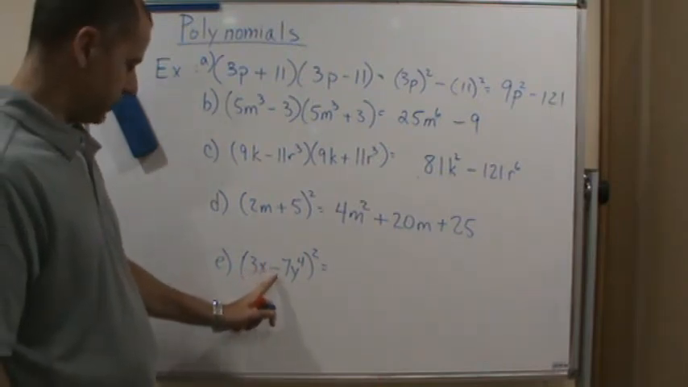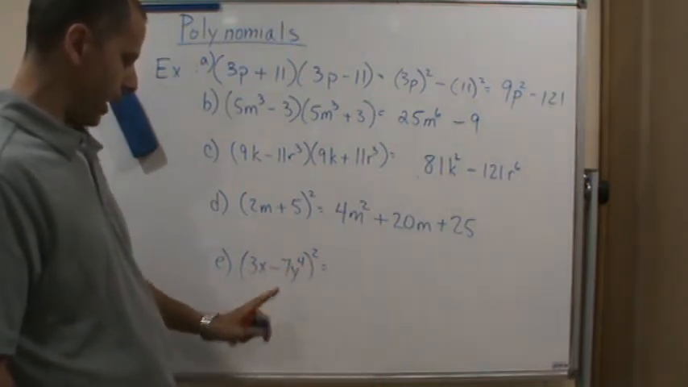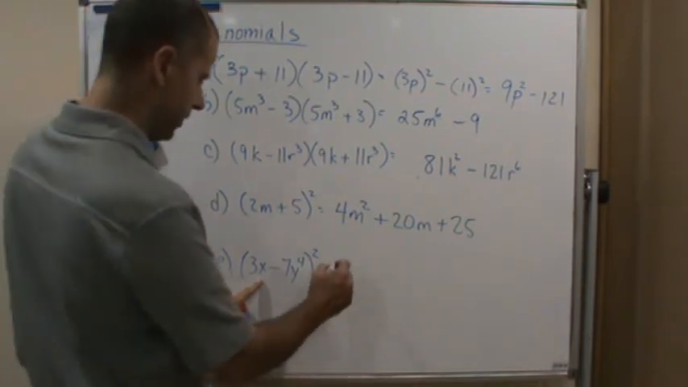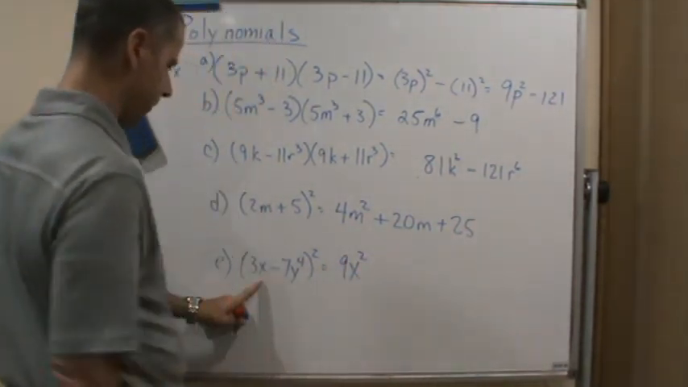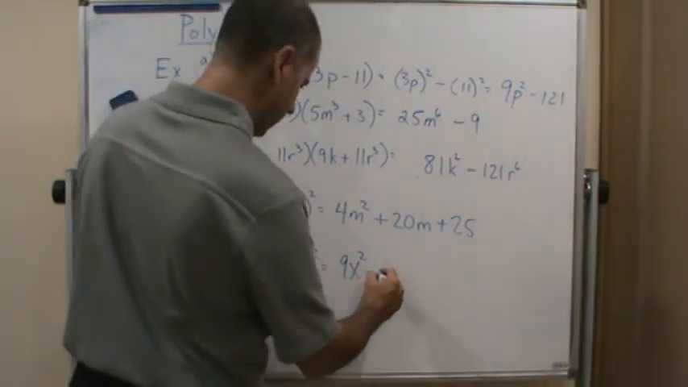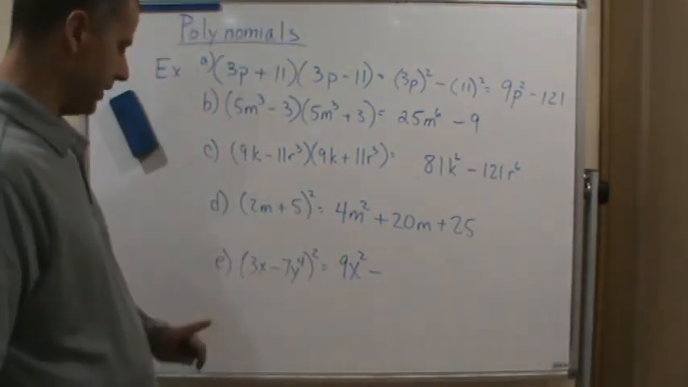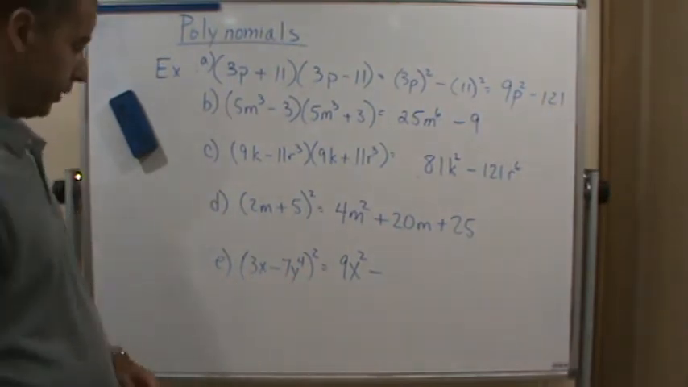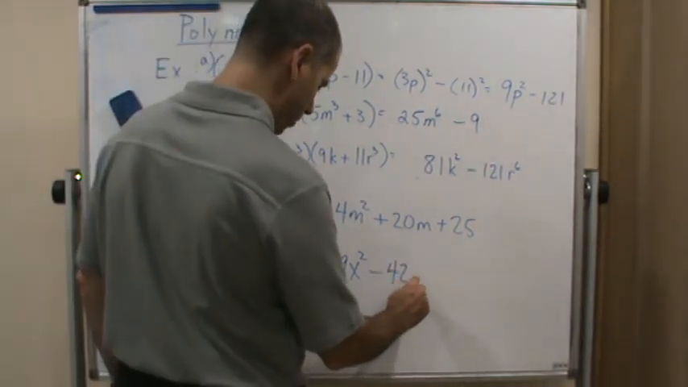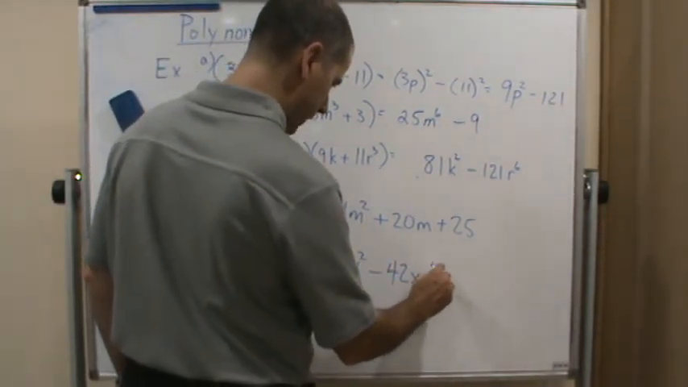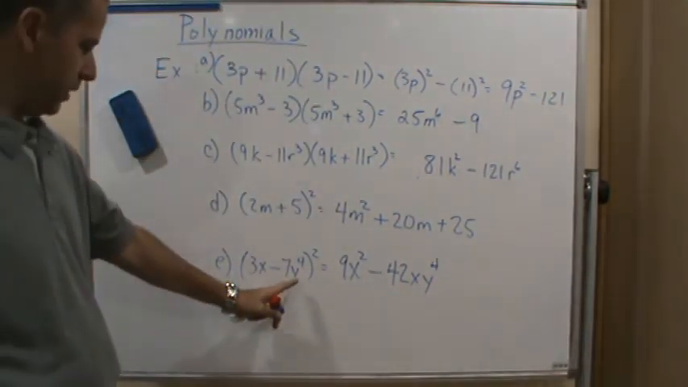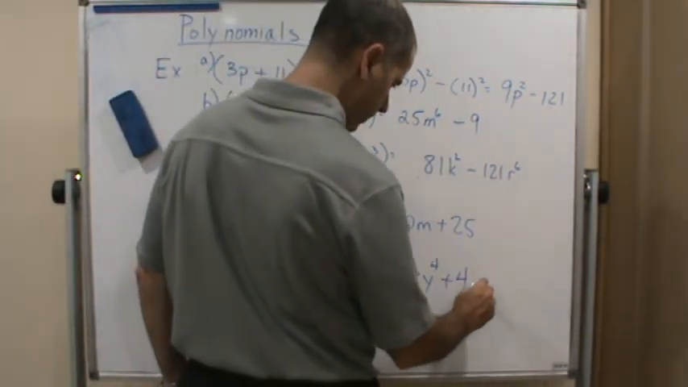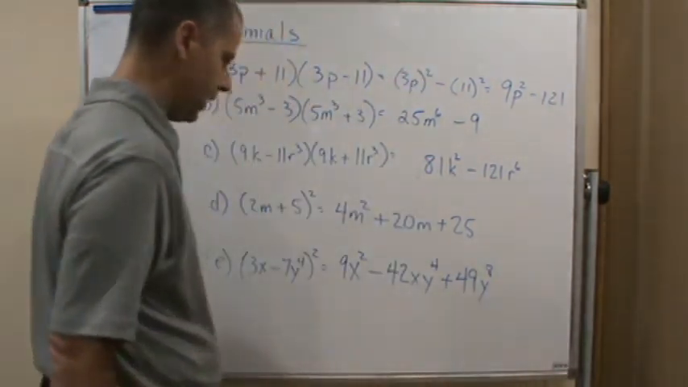Now, let's do the same thing with the subtraction. This is also a perfect square, but it's a subtraction, which means that this is going to be a minus sign. So again, we're going to square this, which is going to give me 9x squared, minus, again, we're going to multiply both of these together and double it. So this is going to give me 21xy to the 4th, right? So that's going to give me 42. So minus 42xy to the 4th. And now the last term is going to be the square of this term, which is 49y to the 8th. And I'm done.